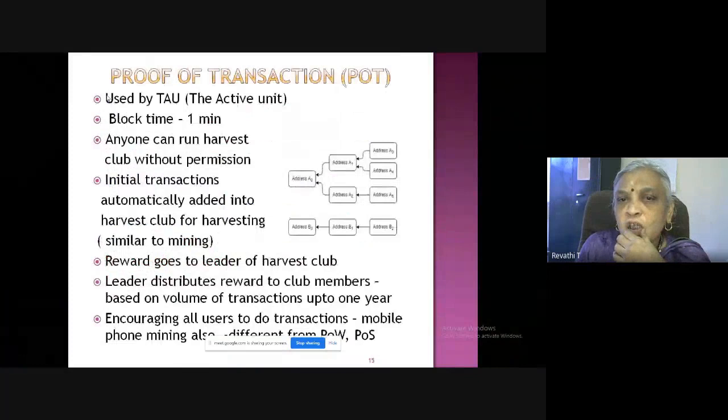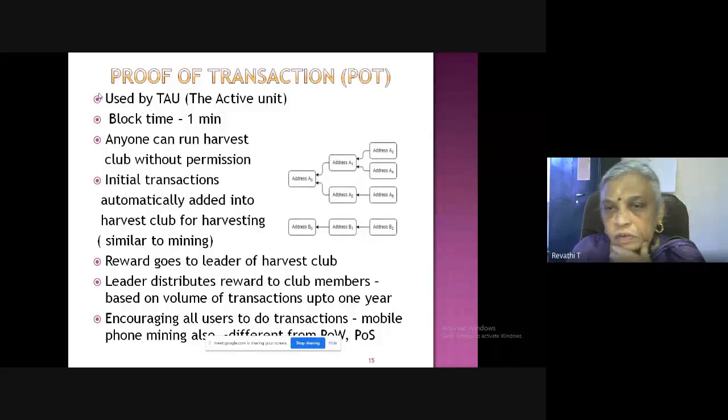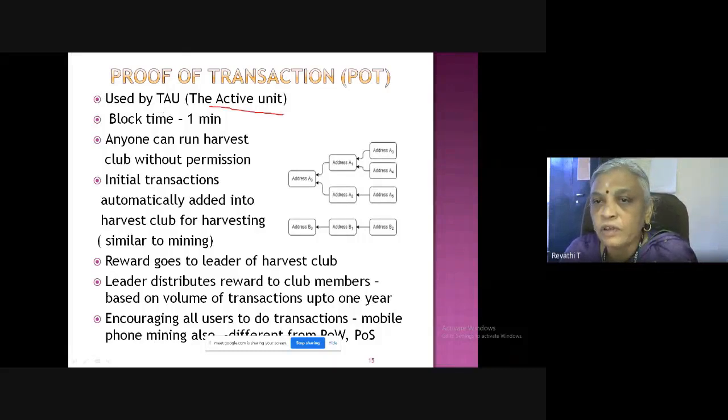So the next one is proof of transaction, or POT. This is used by a network called TAU, where TAU means active unit. In this network the block time is 1 minute. That is, for every 1 minute a block will be generated.